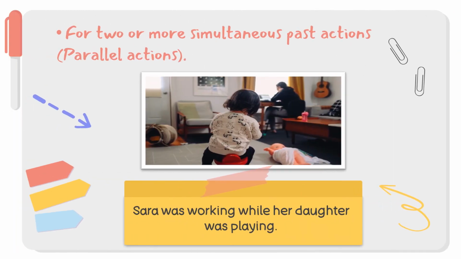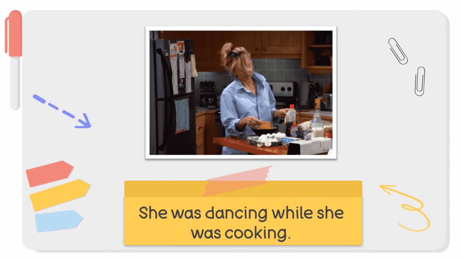For two or more simultaneous past actions, parallel actions. That is to say, the past continuous indicates that the activities were happening at the same time. Sarah was working while her daughter was playing. She wasn't dancing while she was cooking.